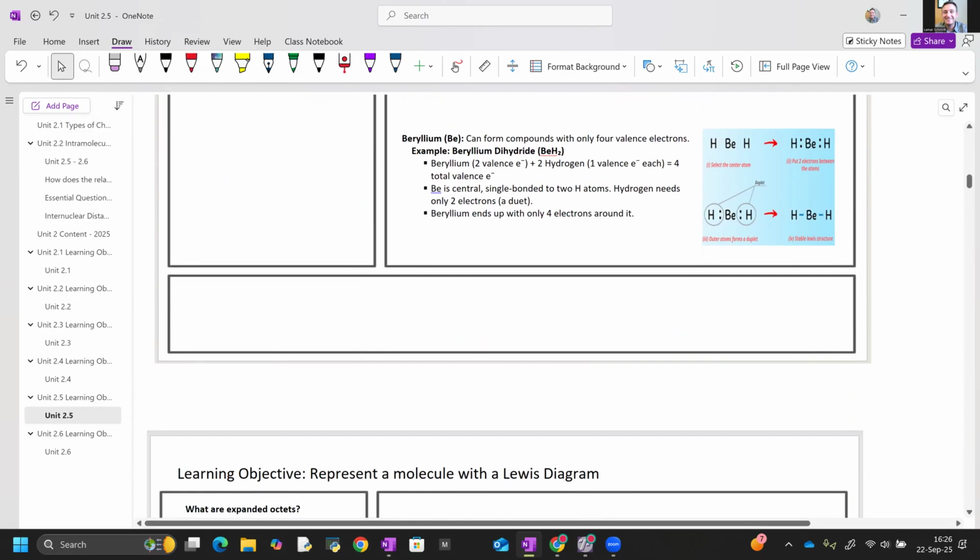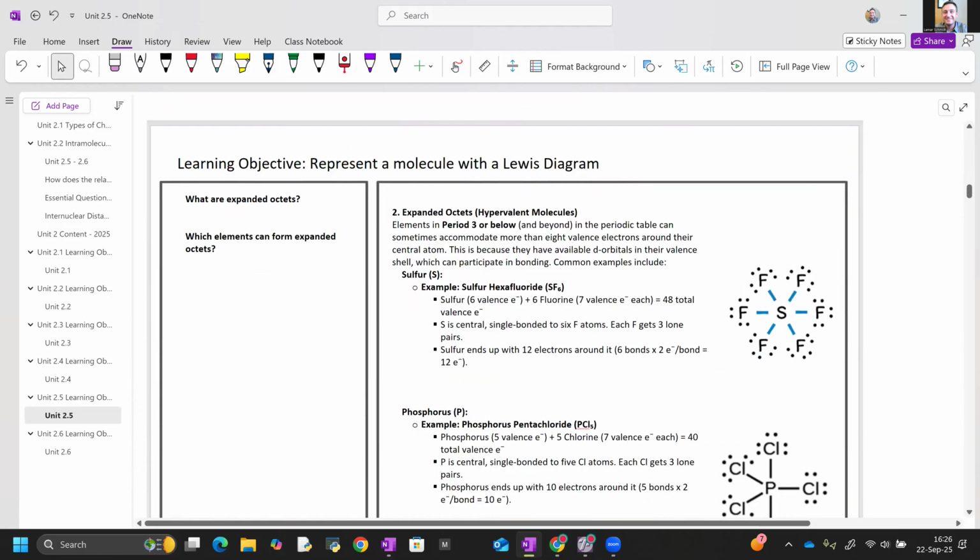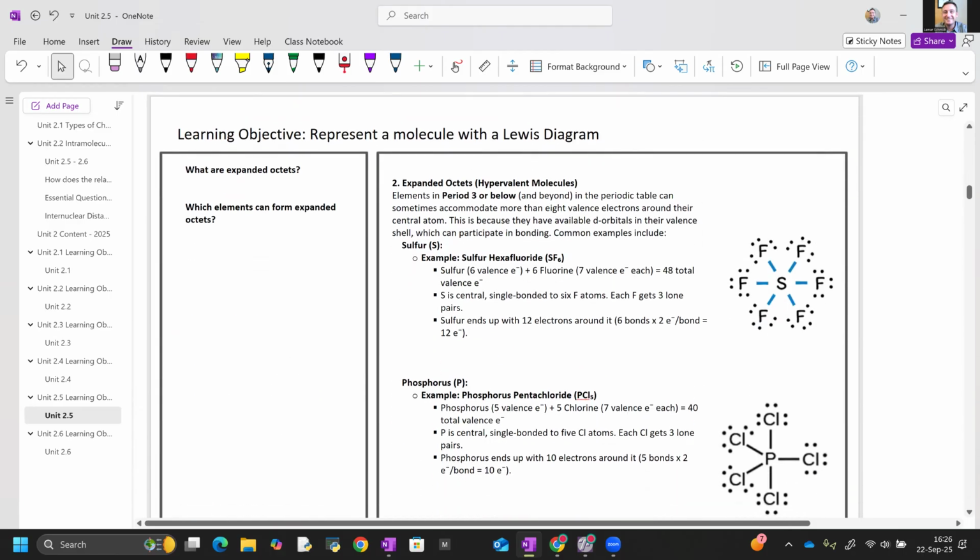with 4 electrons. All right, the next exception would be expanded octets, and it's very important to note that expanded octets occur in periods 3 or below.